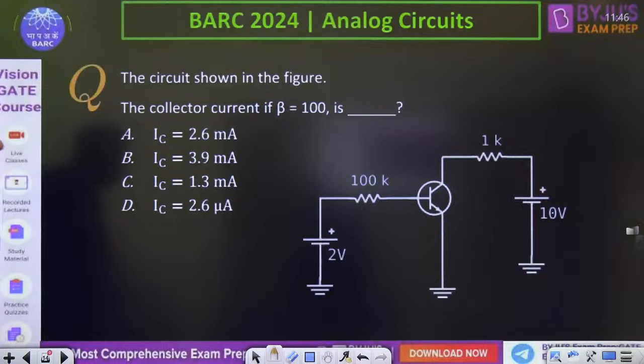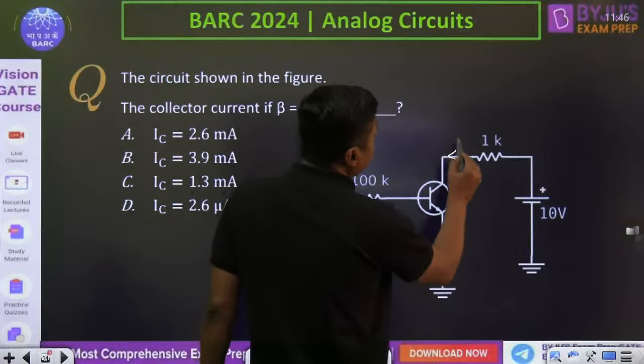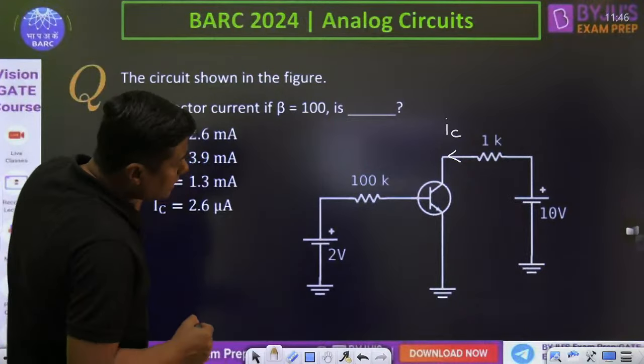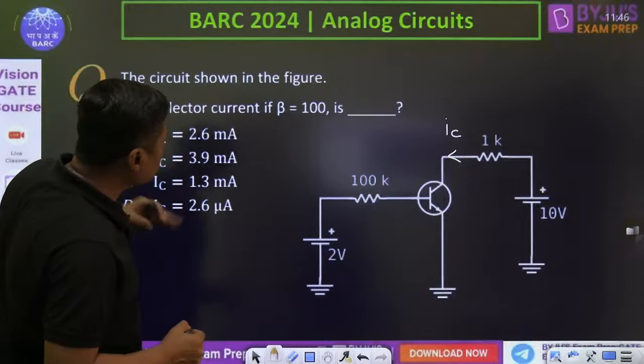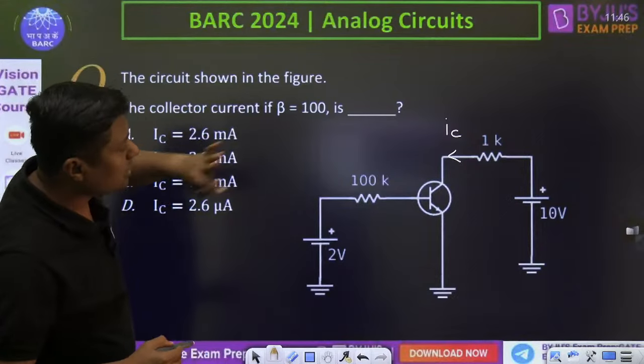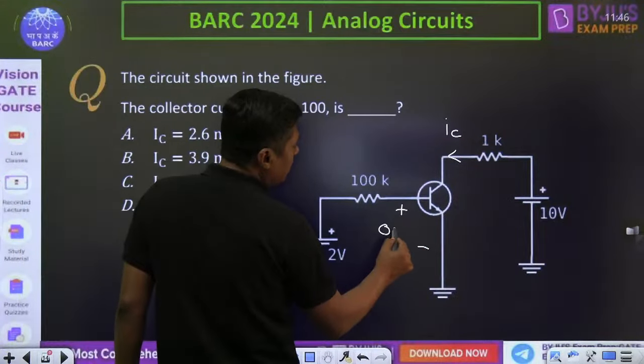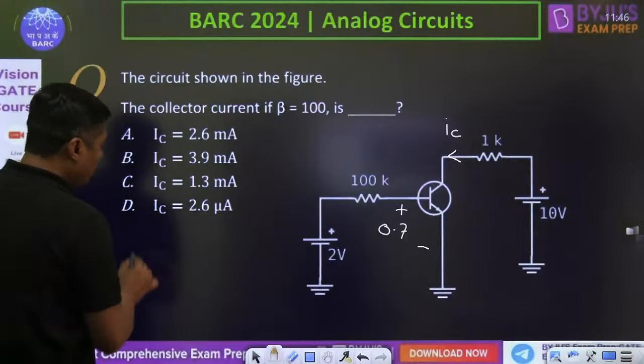Collector current, beta. Where is the collector current? IC. Right. Now you also have to check that the transistor does not reach saturation. So the collector current is IC and 1 kilo ohm RC is given. This voltage, if nothing is given, normally we take that as silicon. What will be the IC?